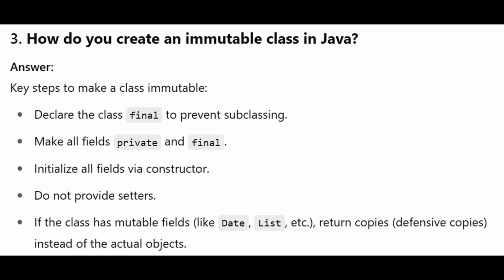3. How do you create an immutable class in Java? Answer. Key steps to make a class immutable. Declare the class final to prevent subclassing. Make all fields private and final. Initialize all fields via constructor. Do not provide setters. If the class has mutable fields like Date, List, etc., return defensive copies instead of the actual objects.